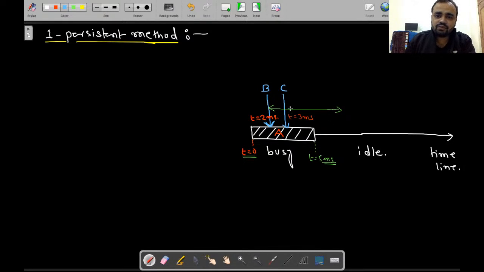But in this situation, what is happening? Whenever node B finds the medium busy, it will wait for some time, and after that time it will again sense the medium. Suppose it is waiting for a random amount of time, which is 5 millisecond. This is the random time. What you have to write?